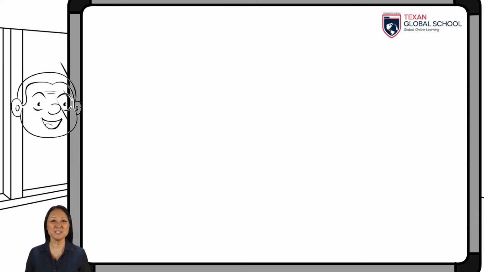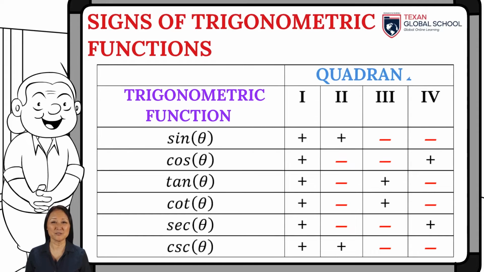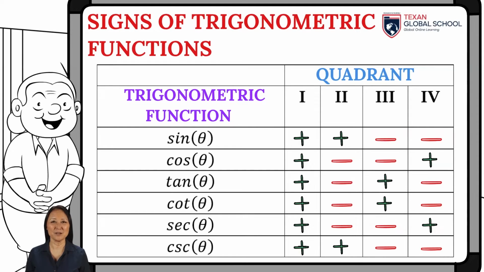The following table summarizes the signs of the trigonometric functions in each of the quadrants. In quadrant 1, they are all positive. In quadrant 2, sine and its reciprocal cosecant are positive. In quadrant 3, tangent and cotangent are positive. And in quadrant 4, cosine and its secant reciprocal are positive.